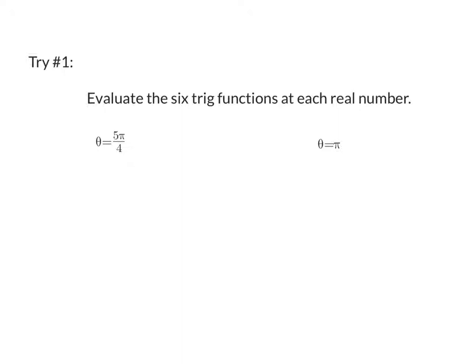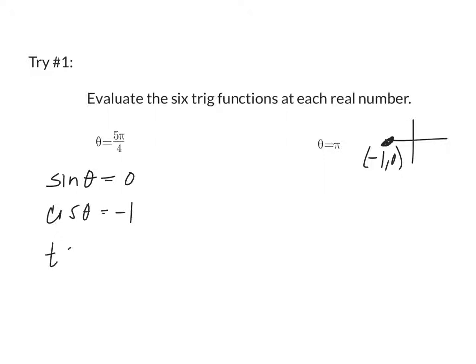So if theta is pi, thinking about where that falls, pi is over here. It's the negative x-axis. So if I think about the unit circle, which means the radius is 1, that means that ordered pair is (-1, 0). That means that it was like a full 180 degrees from the initial side. So sine theta, remember, is the y value, so that's 0. Cosine theta is -1. Tangent theta is sine over cosine, so 0 over -1, which is 0.